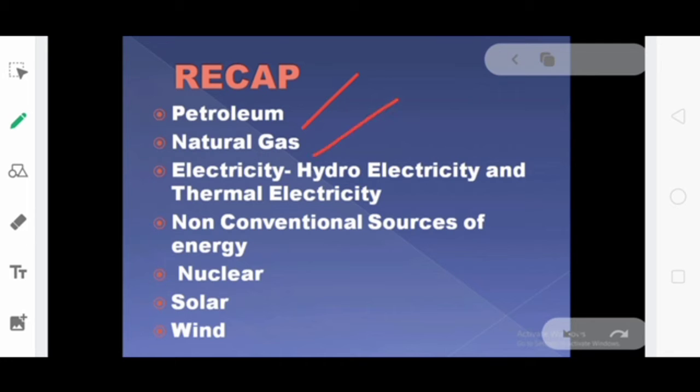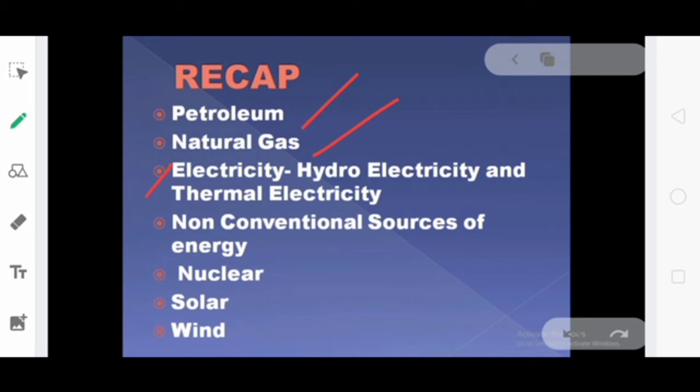Then we went on to discuss natural gas. Natural gas is an important clean energy resource. It is considered an environmentally friendly fuel. Compressed natural gas is used in vehicles to replace liquid fuels. The power and fertilizer industries are the key users of natural gas.